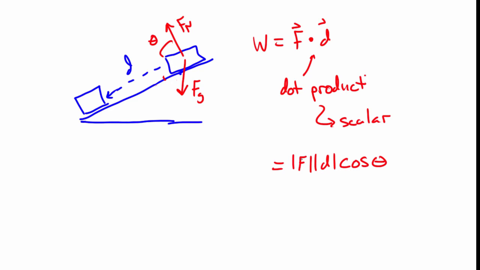Well, the normal force is perpendicular. So in this specific example, the work is the normal force times the magnitude of the displacement times the cosine of theta. These two are perpendicular, so theta is 90 degrees. The cosine of 90 degrees is 0. So yes, in fact, the work done by the normal force is equal to 0.